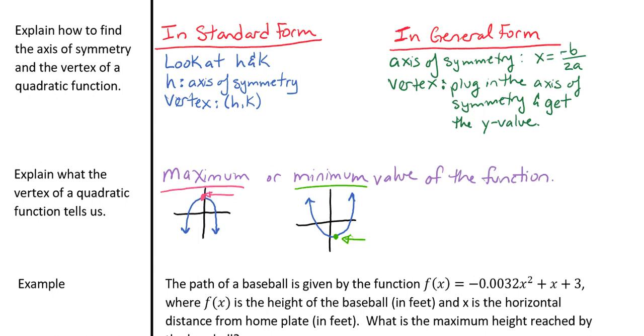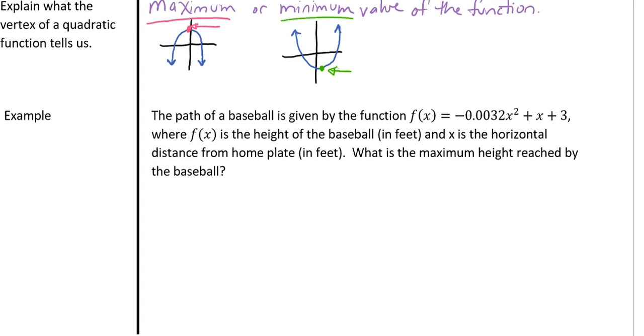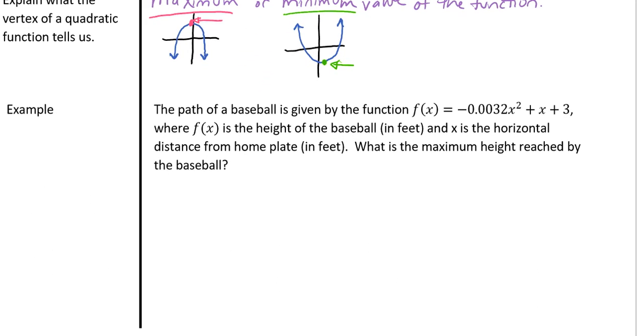Let's do an example. So here we're going to talk about a baseball. The path of a baseball is given by the function f of x equals negative 0.0032 x squared plus x plus 3, where f of x is going to be the height of the ball in feet, and x is going to be the horizontal distance from home plate in feet. And we want to know what is the maximum height reached by the baseball. Because if we think about it, if we hit that ball, it's going to go up and then come back down. So how high does that go?